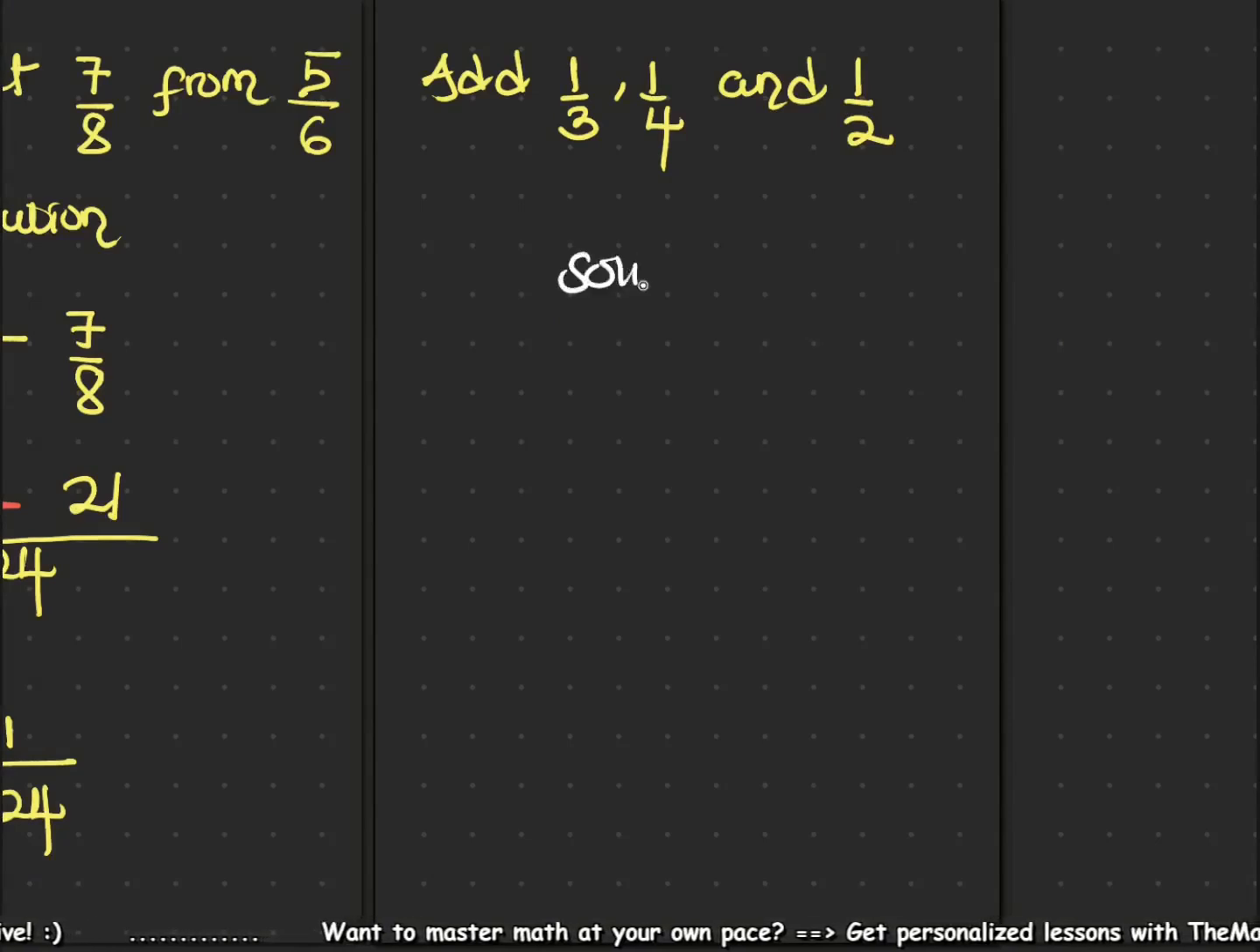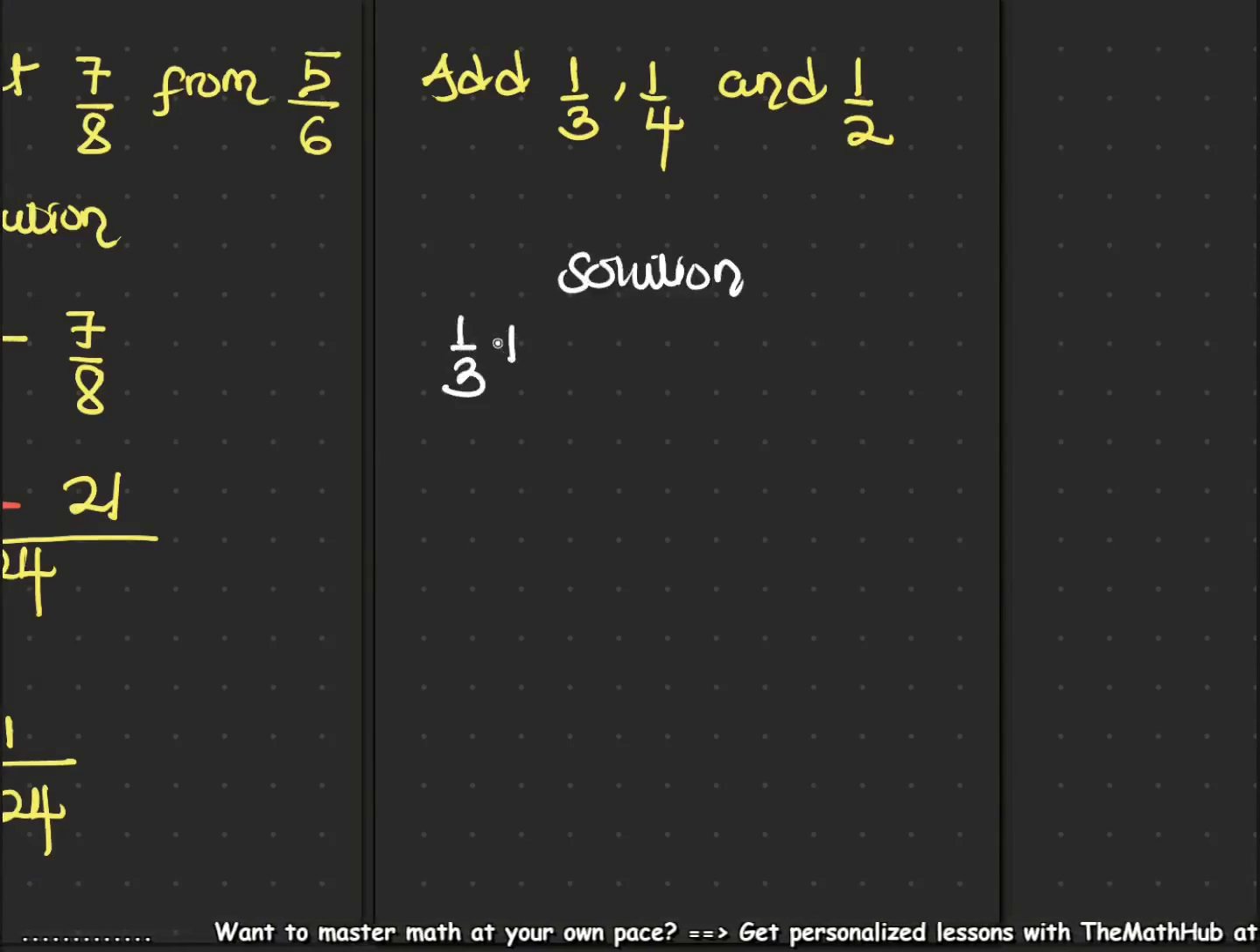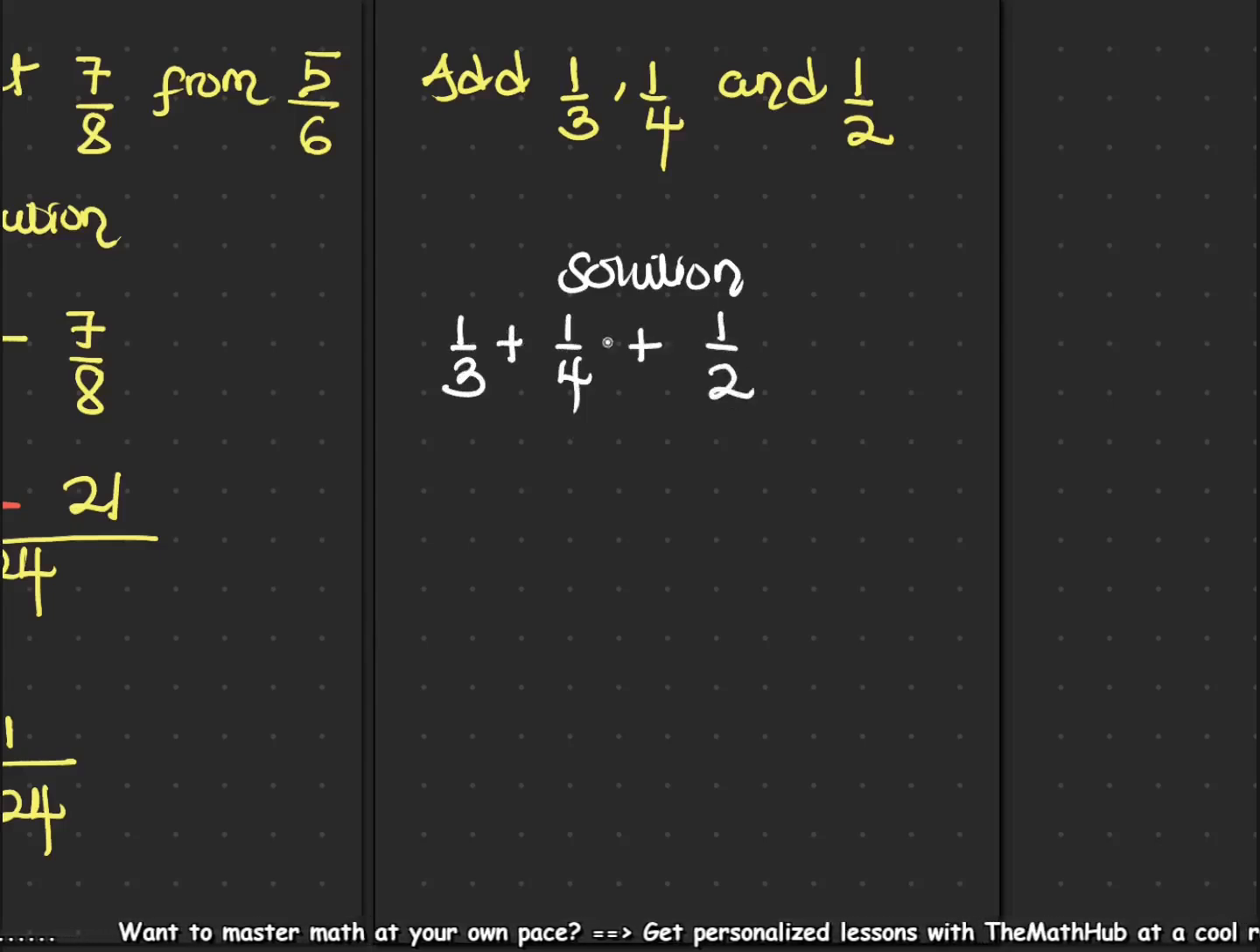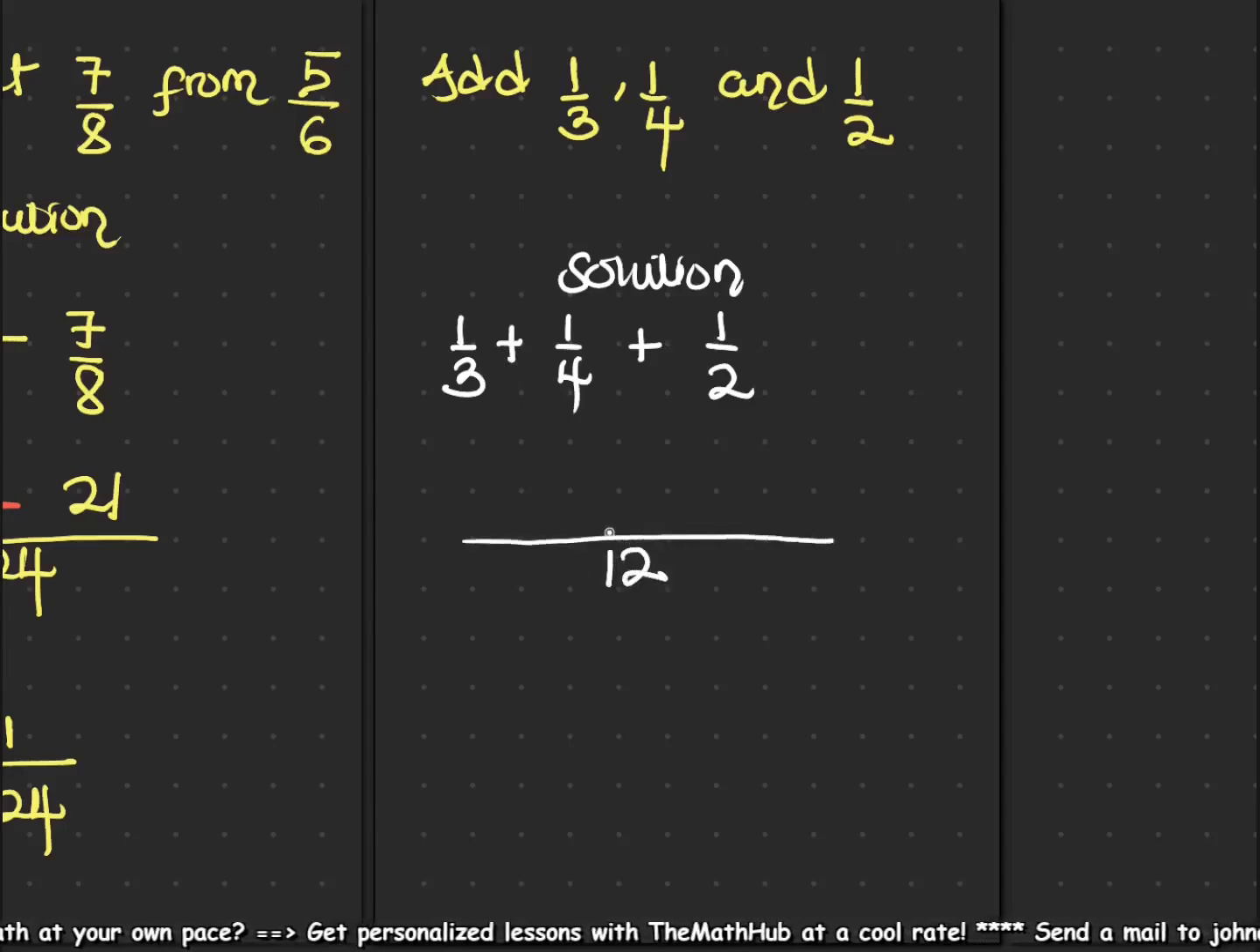So our solution, we have 1 over 3, and we are adding it to 1 over 4, and also adding it to 1 over 2. So for 3, 4, and 2, what is their LCM? Their LCM is definitely 12. If you got that, well done. So our LCM is 12. Then we start our whole process again. So we ask ourselves, 12 divided by 3 gives us what? 4. 4 times 1 gives us a 4 here.